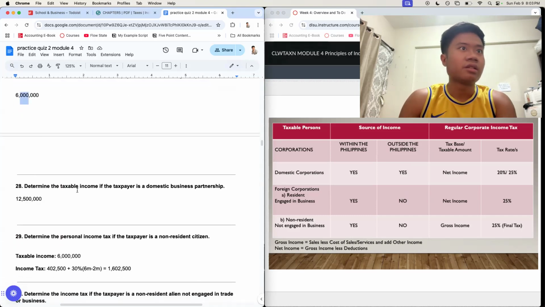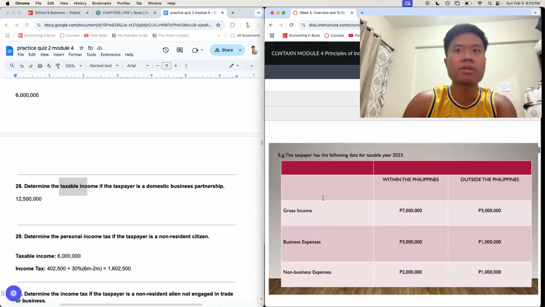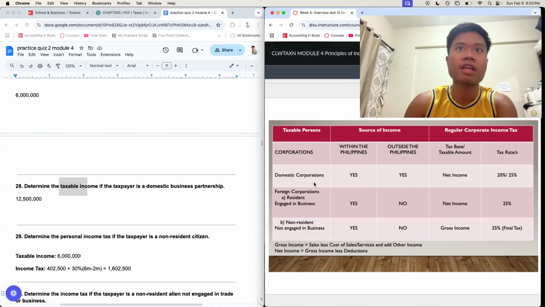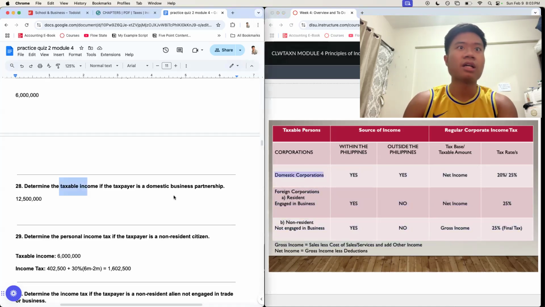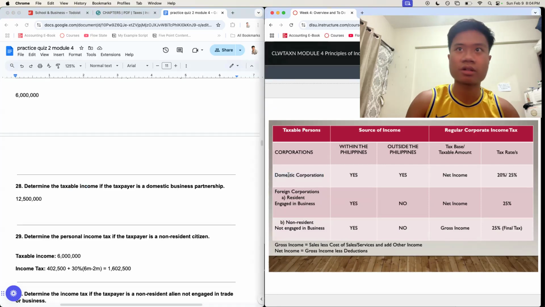Next question. Determine the taxable income of a domestic business partnership. So once again, it's asking for taxable income for our domestic business partnership. And I think for this, after doing research, this tax classification is the same as a domestic corporation. Now, do note for the quiz, if it says general business partnership, it's different. General partnership is like a law firm or an accounting firm. These aren't subject to corporate income tax. But since it doesn't say general, we assume that it is classified as domestic corporation.